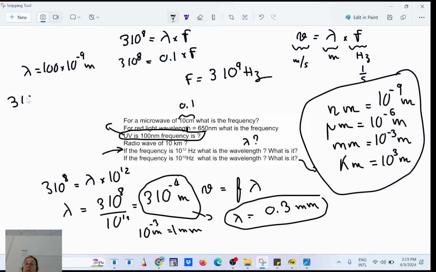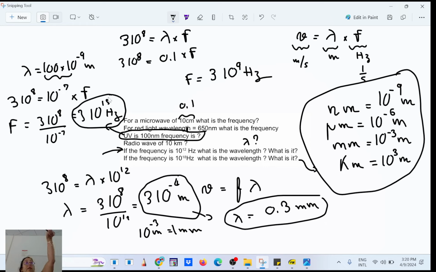Okay, so the speed, it's going to be 10, that's here. So that's going to be negative 7 because it's a 2. Or you can plug into the calculator. So what do you get? Three times 10 to the 15 hertz.